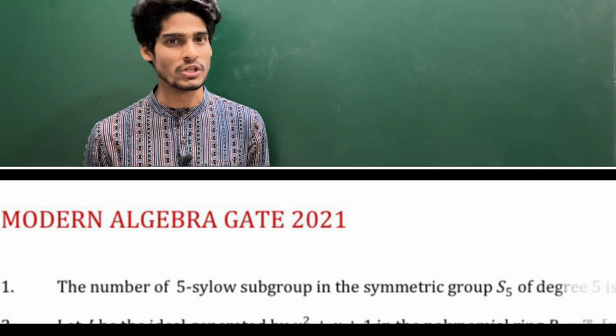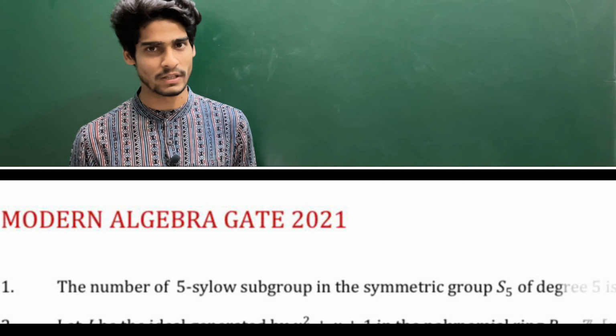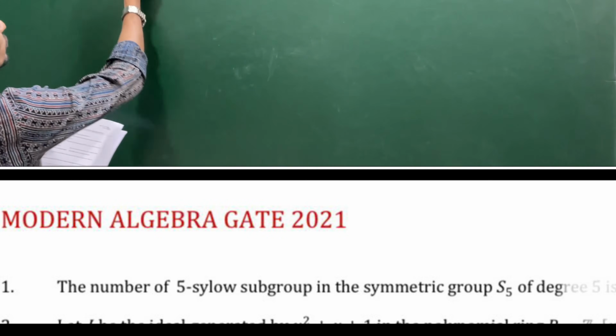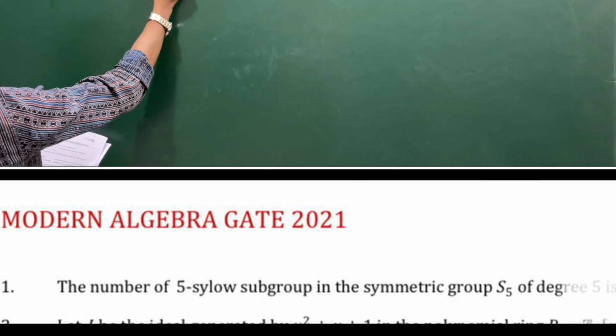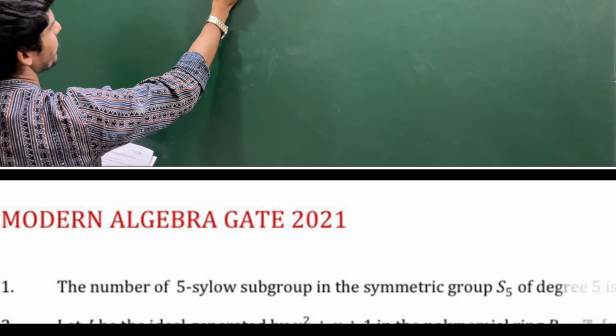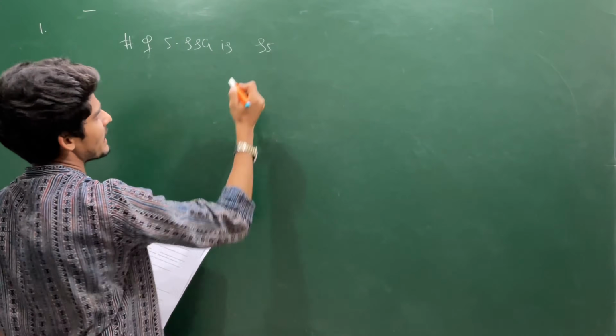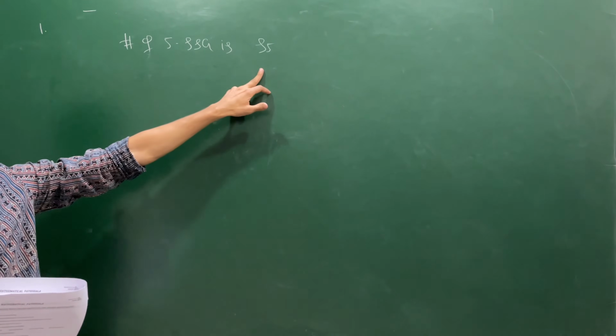उसके बाद ही आप ये सॉल्यूशन समझ सकते हैं, अदरवाइज आपको प्रॉब्लम हो सकती है. So they are asking the number of 5 Sylow subgroups in S5, a permutation group on 5 symbols.